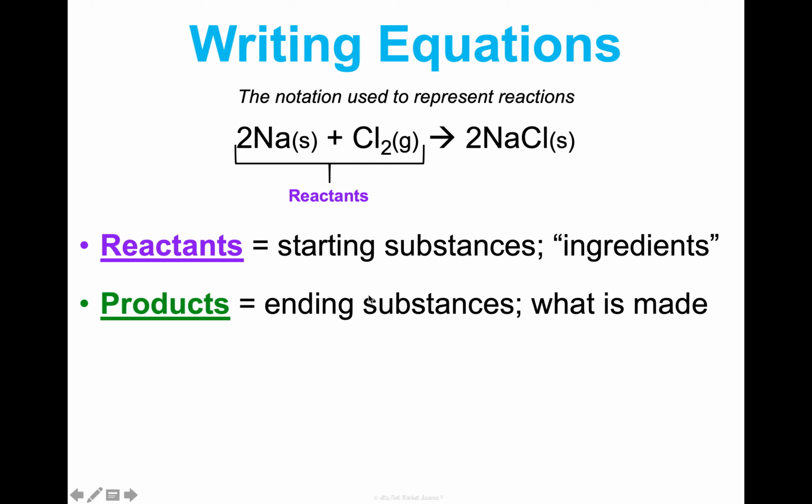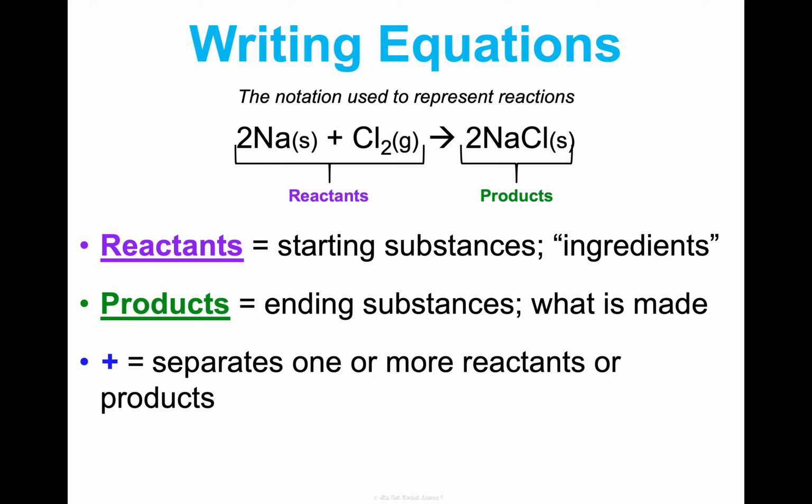The products are our ending substances. They are what is made by the reaction. So for chocolate chip cookies, it would be the actual cookie dough or the chocolate chip cookies you make at the end of it. That would be your products. The plus sign is what separates one or more reactants and products. So you can see it right here, it's highlighted. So that's going to separate your sodium from your chlorine so you can keep track of them. This plus this. And then your arrow, that is going to represent yields or produces or makes.